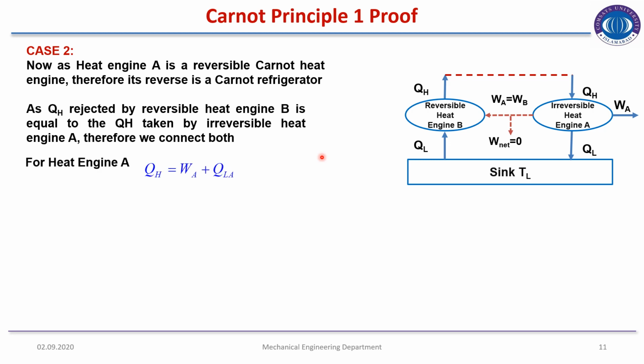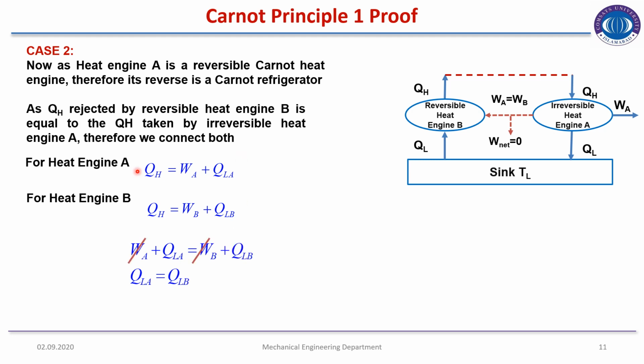For heat engine A, QH is equal to WA plus QLA. For heat engine B, QH is equal to WB plus QLB. Since both these are equal, we can equate both these equations, because on the left-hand side they contain QH. When we equate both these equations, WA and WB are also equal, because we have assumed that both of these have the same efficiency, which suggests that QLA and QLB are both the same. So we connect both these points as well.